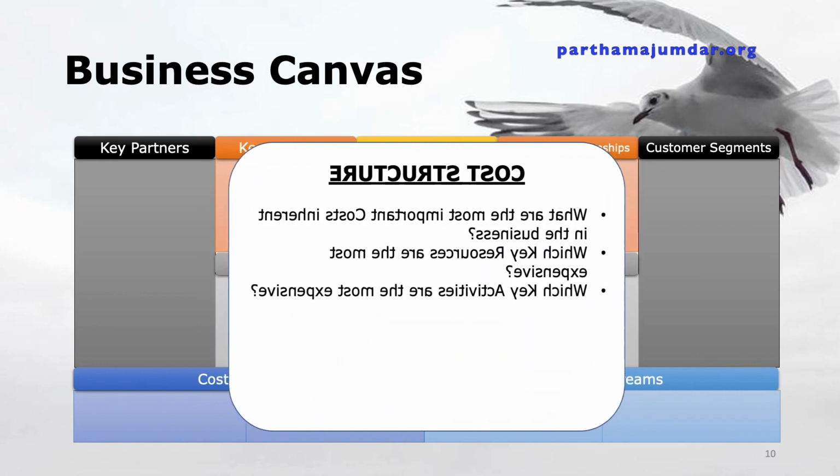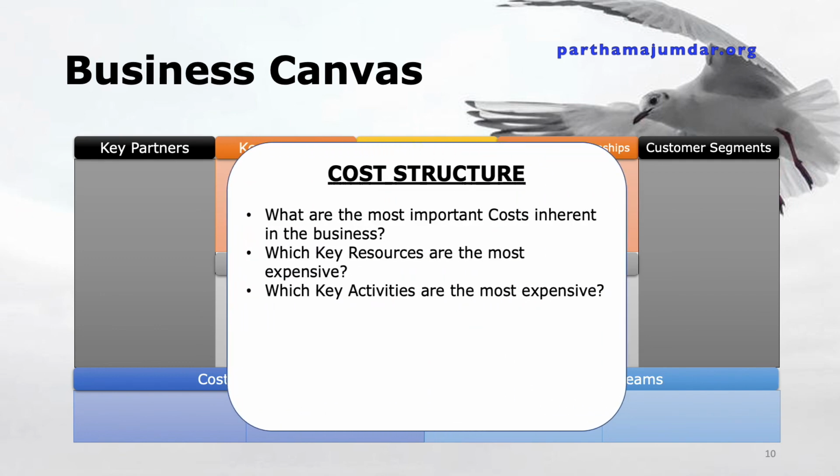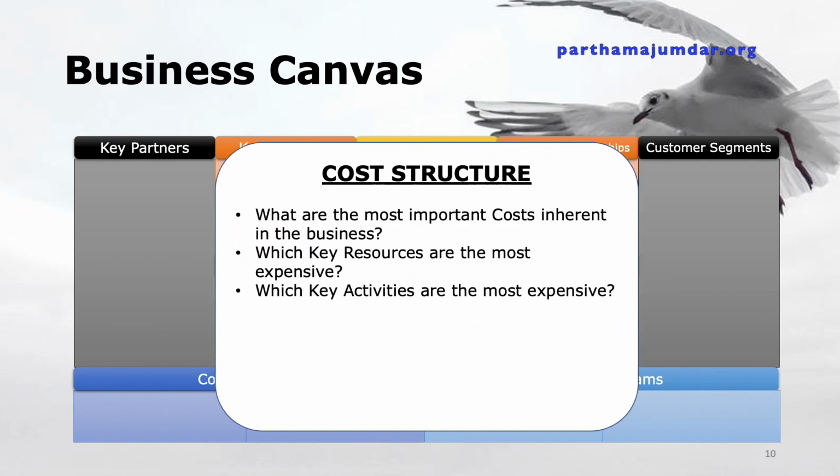Once we have defined what are our activities and resources requirement and partners going to be, we need to find out what is going to be our cost structure. And this is one of the most vital parts of the business canvas. Now we need to find out exactly what is going to be our cost in order to generate the revenue that we are planning to generate.